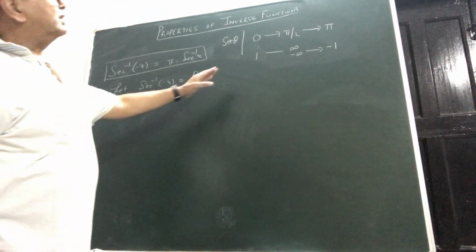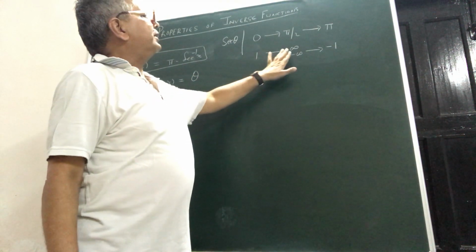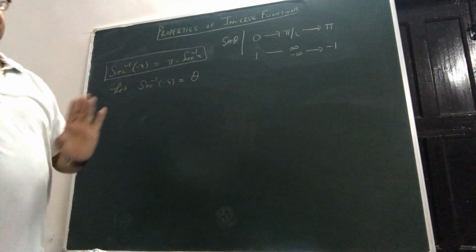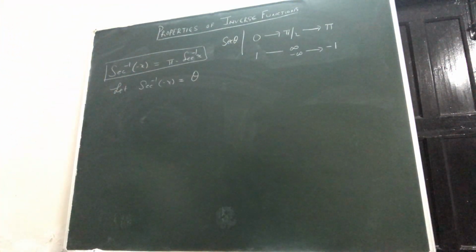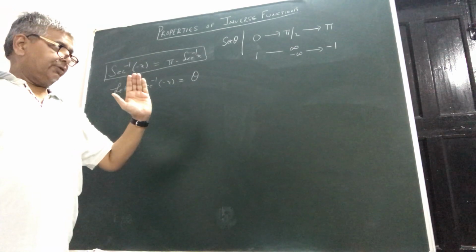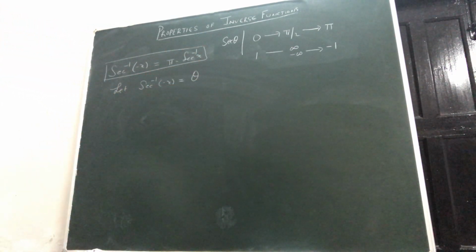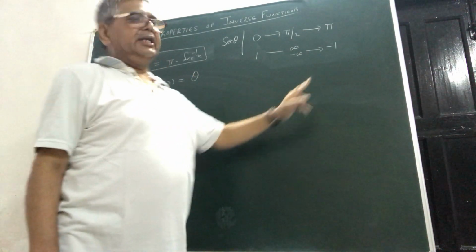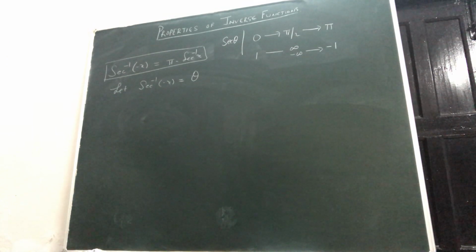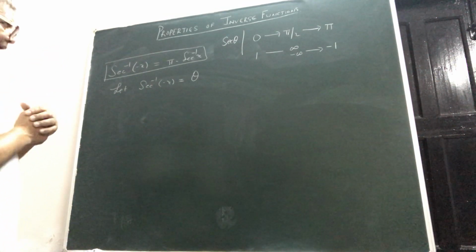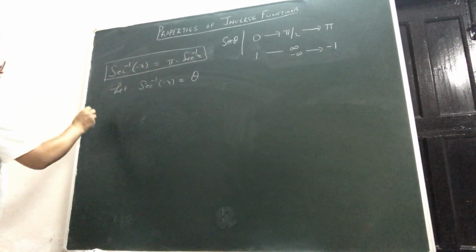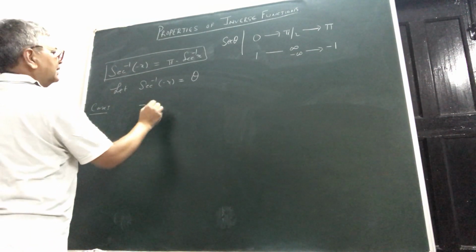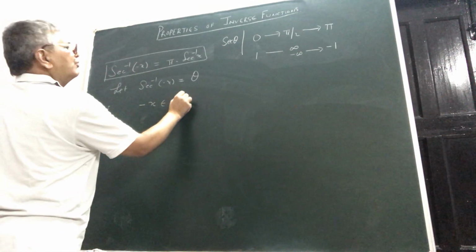For sec inverse, if you want to see this branch, it will be 1 to infinity union minus infinity to minus 1. In fact, minus infinity to minus 1 should have been written earlier than 1 to infinity. Then it would have made sense. But the idea is the same. So now see, minus x will lie in its principal branch. So let us take two cases. Case 1, when minus x is an element of, say, 1 to infinity.